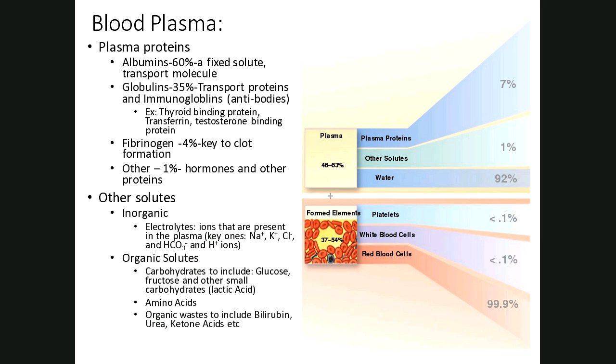The next big category we talked about was the globulins, the transport proteins. Transport proteins, we're going to have those for things like thyroid hormones, because thyroid hormones are not water soluble. So thyroid binding protein. We're going to have some for atoms like iron, copper, zinc. So transferrin is an example for iron. And then we're going to have the ones for the steroid hormones, like testosterone binding protein.